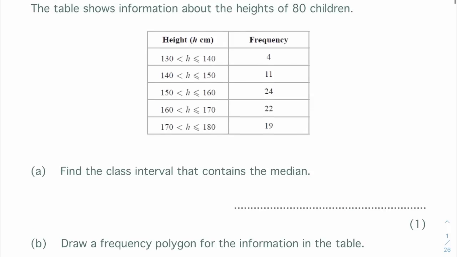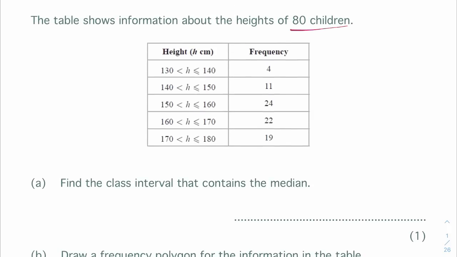So when we're finding the median, we'll take how many children there are, we'll divide that by 2 to find out around about where the middle is. So that'll be around about the 40th child. So if we work down our table, we start with 4. When we add the next 11, that gets us to 15 children. When we add the next 24, that gets us to 39.